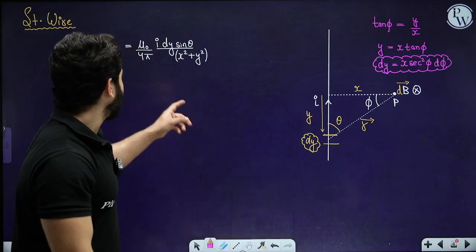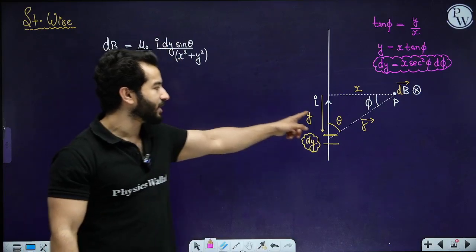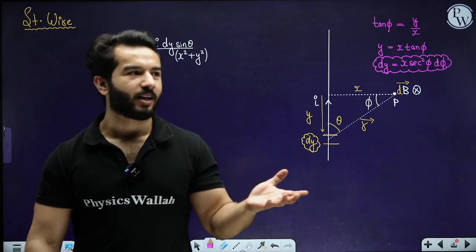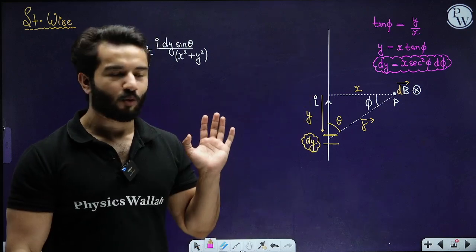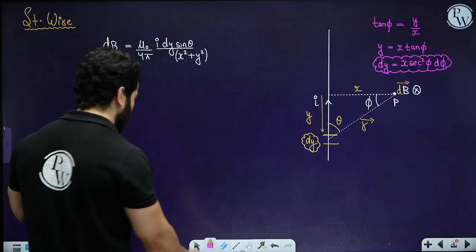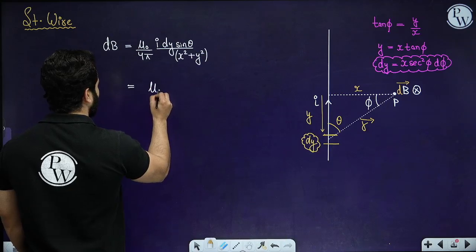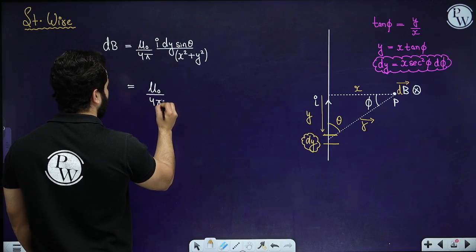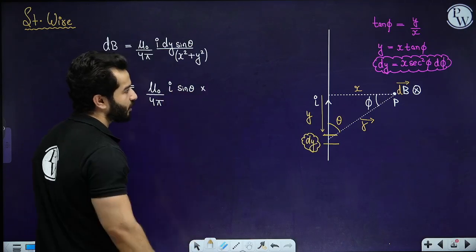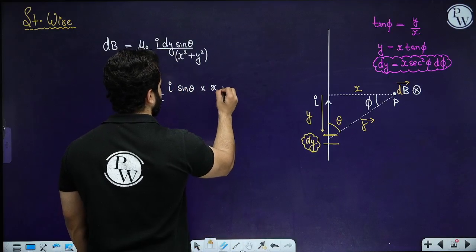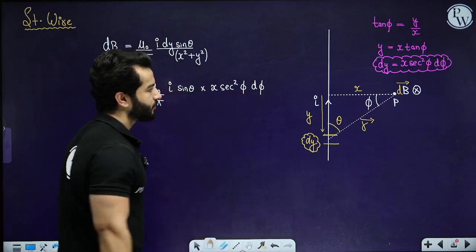The reason was that we are trying to integrate over y here, and the thing that is changing is actually theta. So I cannot proceed like this. I'll have to either change y into theta or theta into y. So I have done it. Instead of dy, I can actually write mu naught upon 4 pi I sine theta times, instead of dy, x sec square phi times d phi.